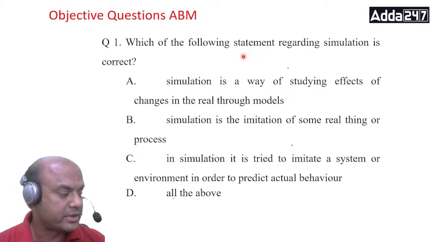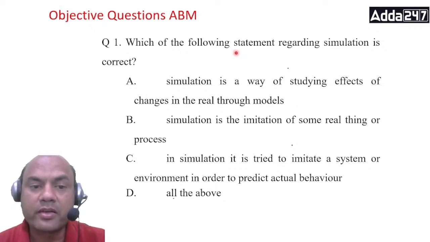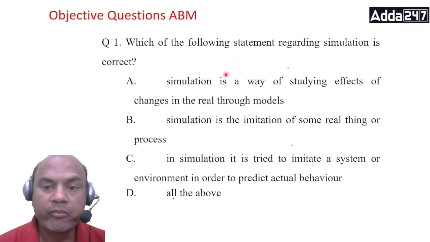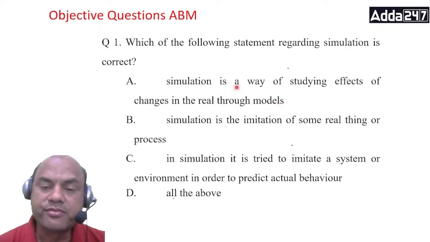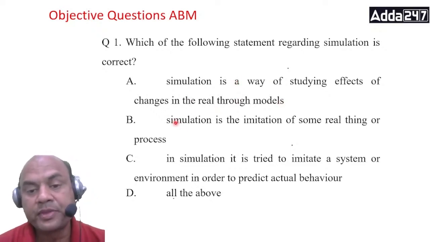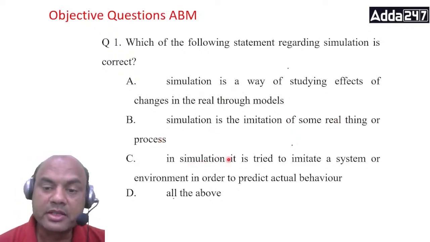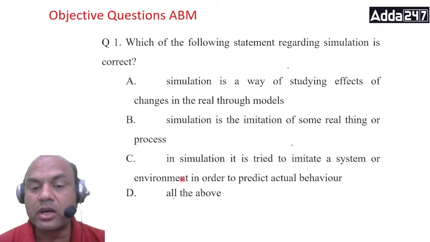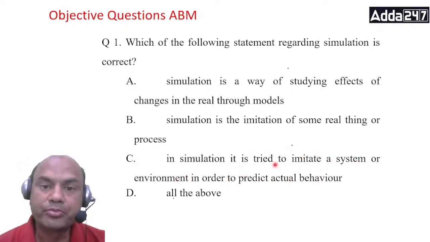Which of the following statements are correct? Number one. Which of them are correct? Simulation is a way of studying effects of changes in the real world through models. That is correct. Simulation is the imitation of some real thing or the process. So that is also correct. In simulation, it is tried to imitate a system or environment in order to predict the actual behavior. This is the most important one.